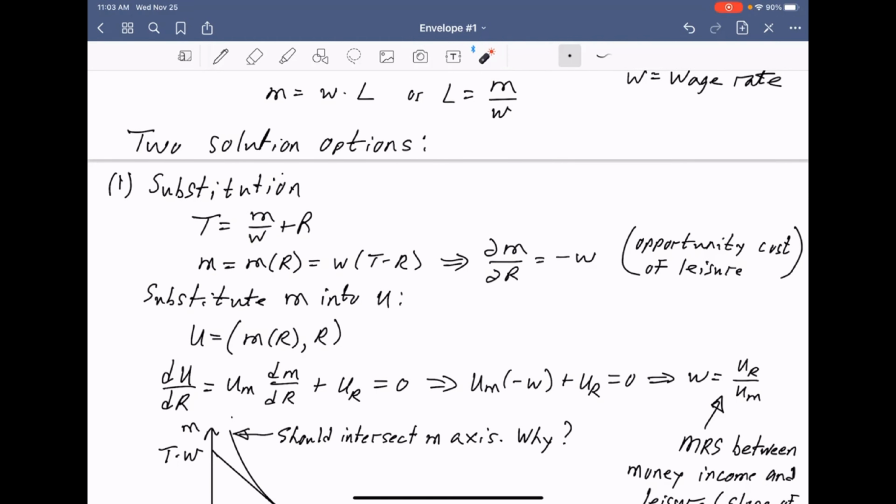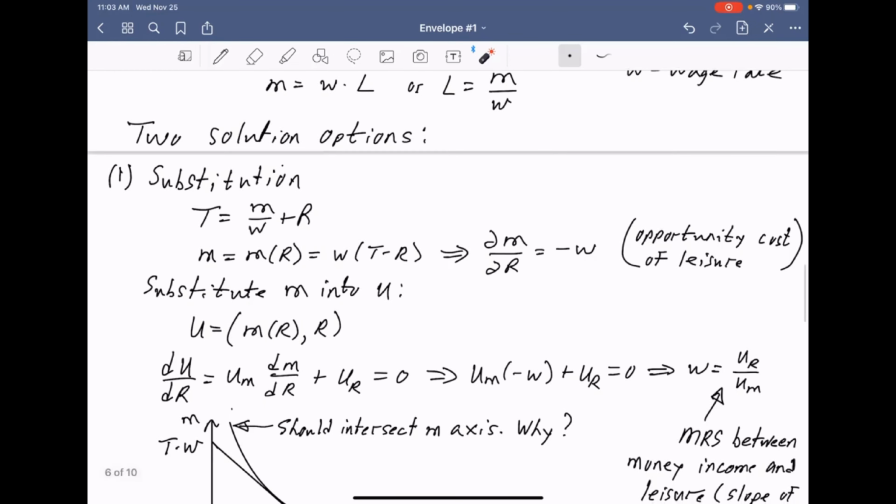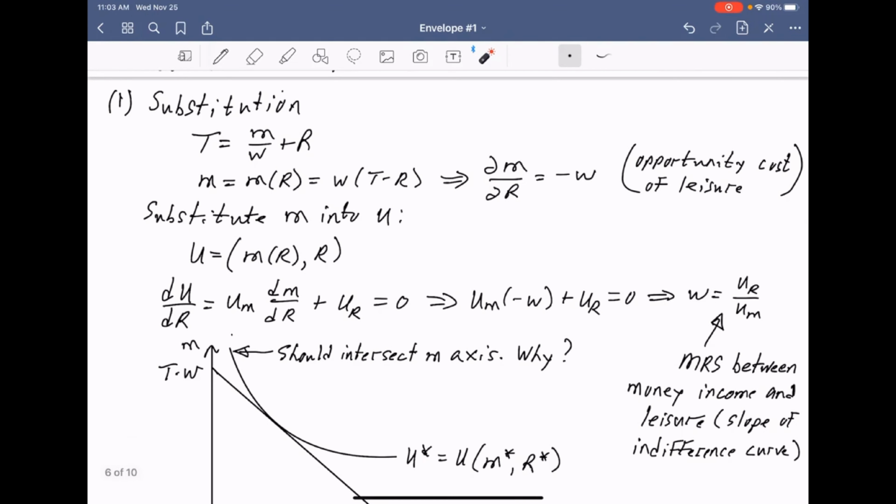And then we have that the budget is a function of R, and it's equal to the wage times T minus R. Remember, T is a fixed number like 24 hours. We take the first derivative of the budget with respect to leisure time, and that's equal to minus the wage rate, which is the opportunity cost of leisure. We substitute M into U, and we get that utility is a function of income, which is a function of leisure time, and utility is a function of leisure time itself.